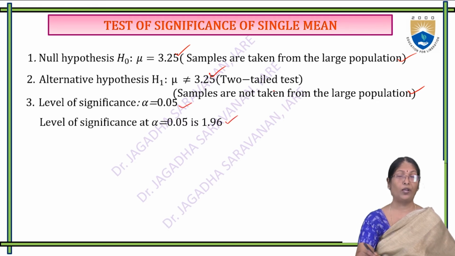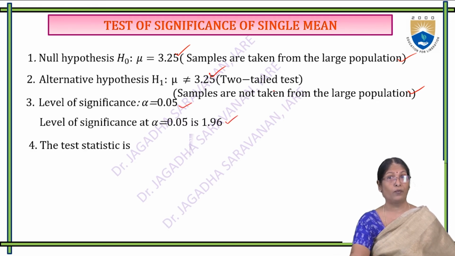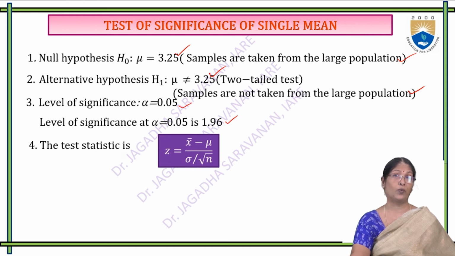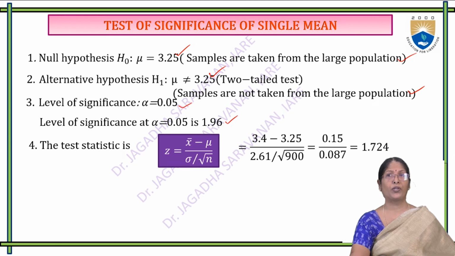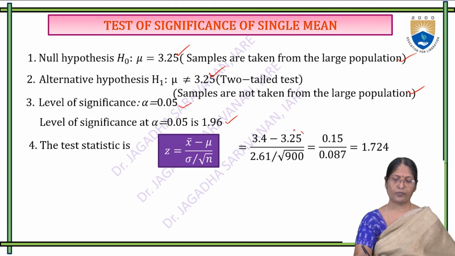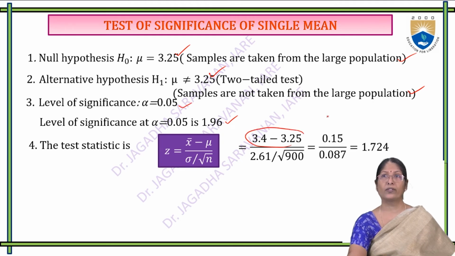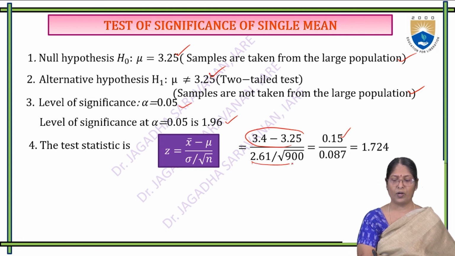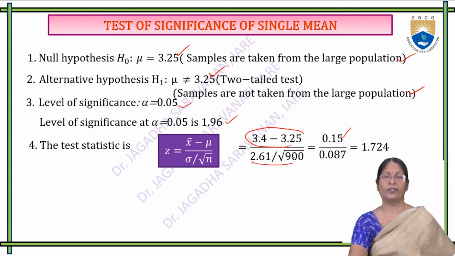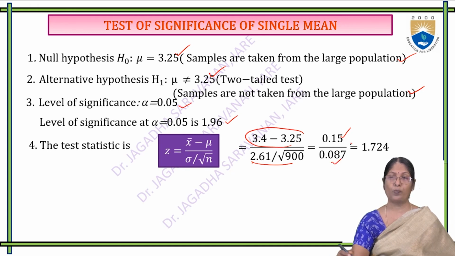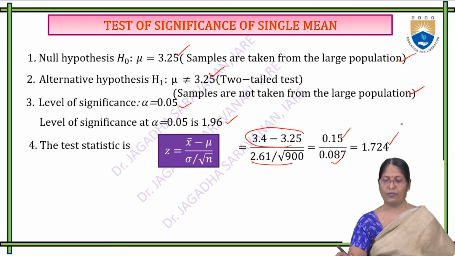So the tabulated value is 1.96. We know the test statistic is z equal to x bar minus mu by sigma by root n. In the particular places, the values are replaced. The numerator is 3.4 minus 3.25, that value is 0.15. Whereas the denominator sigma by root n is 2.61 divided by square root of 900, that is 0.087. The final output is 1.724.